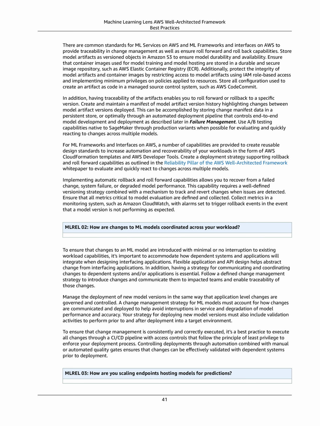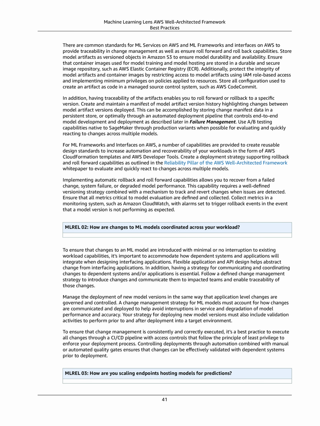Follow a defined change management strategy to introduce changes and communicate them to impacted teams and enable traceability of those changes. Manage the deployment of new model versions in the same way that application-level changes are governed and controlled. A change management strategy for ML models must account for how changes are communicated and deployed to help avoid interruptions in service and degradation of model performance and accuracy.